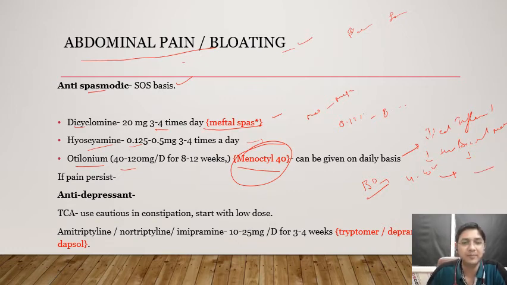Once you have given all these things and you have seen that the patient is not responding, you can add an antidepressant. The most common antidepressants we have are amitriptyline or nortriptyline, easily available in the market. Names are Triptomer, Dapranil, Dapsol, etc. The dose is 10 to 25 milligram per day.